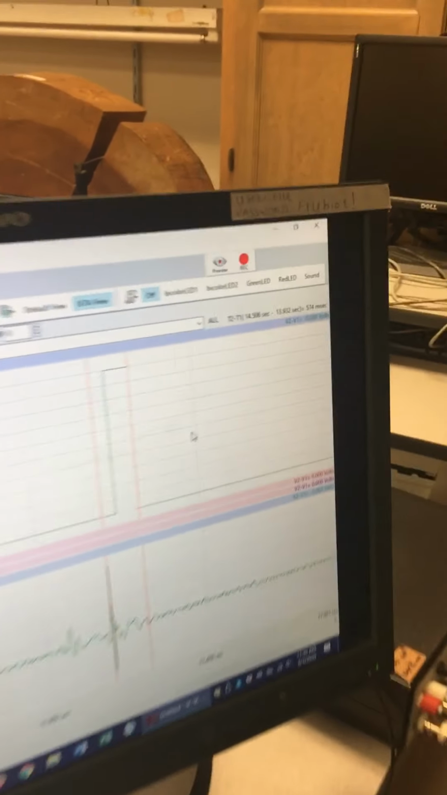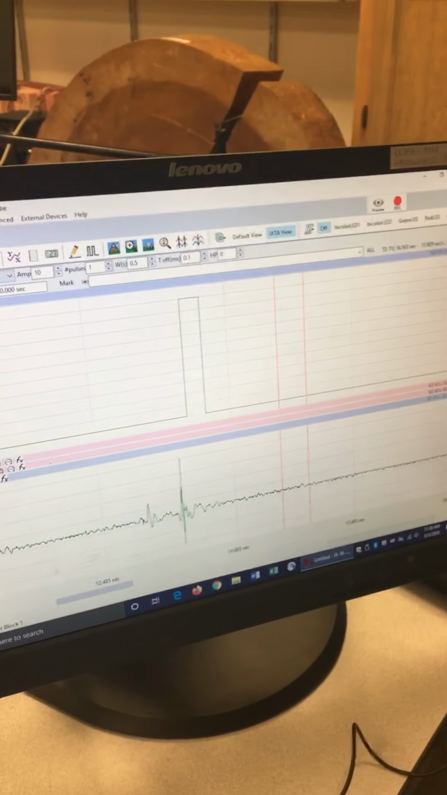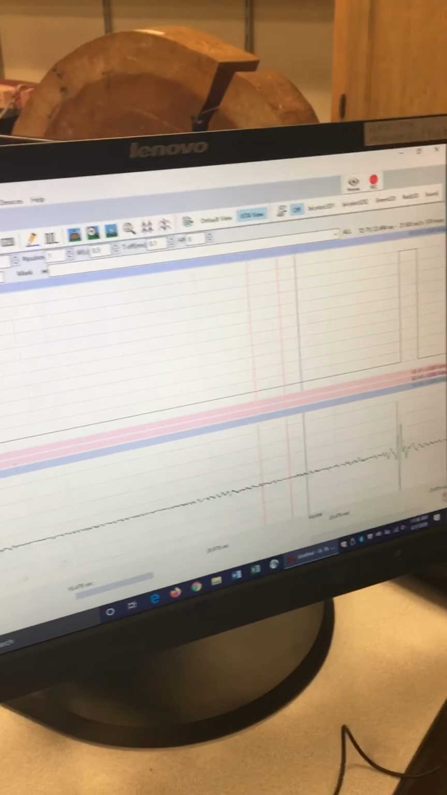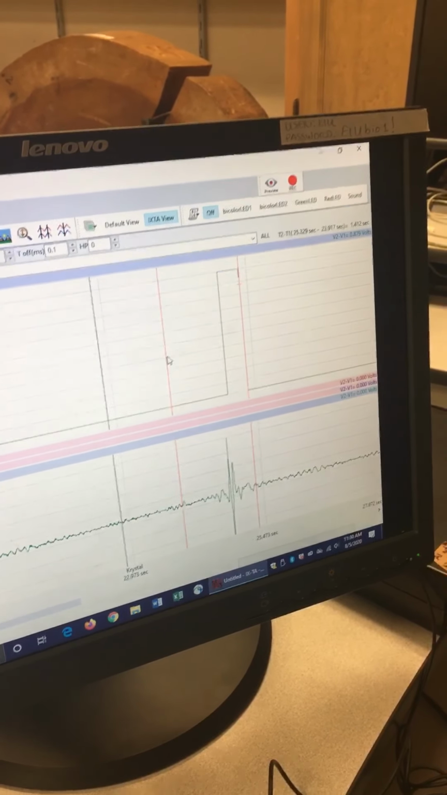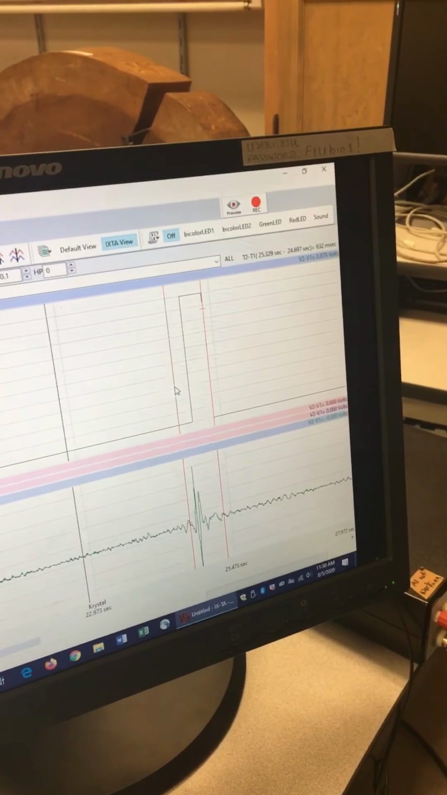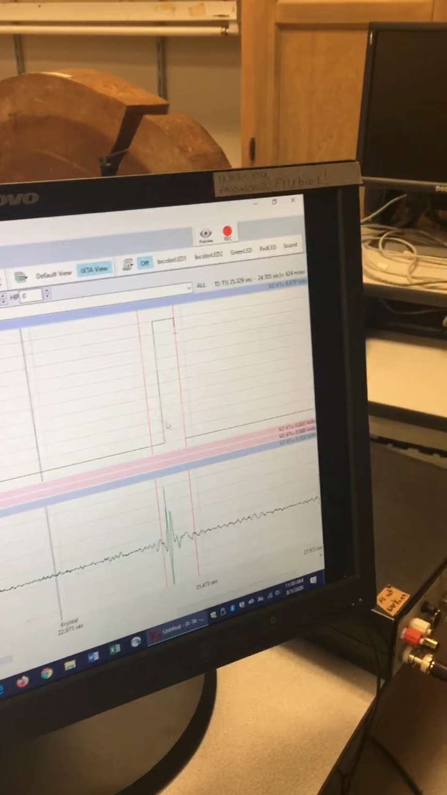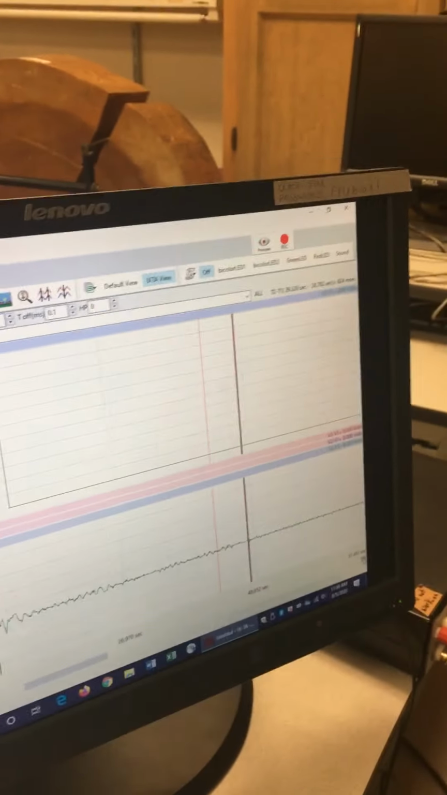So for my right hand, I got 0.574. Okay, and this is my left hand. Okay, 0.624.